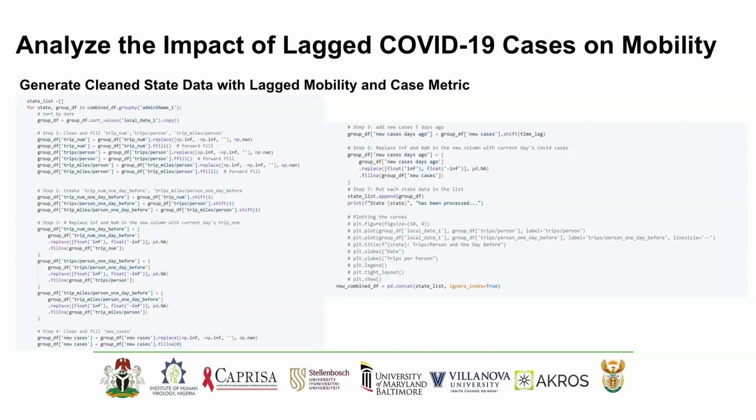For each state, we sort data by date and create new columns like trips per person 1 day before and new cases days ago. This allows us to align today's trips with the number of cases from several days earlier. Finally, we concatenate all state-level results into a cleaned data set ready for statistical modeling.